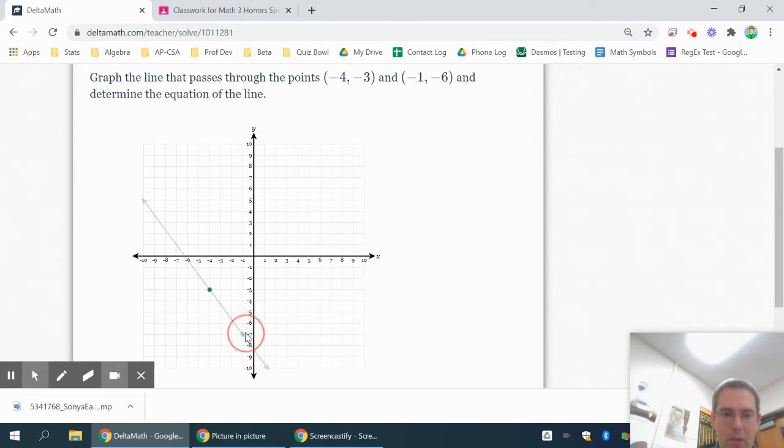Now, if you happen to miss and get it in the wrong place, you could always just hover over the line and that little x will get rid of it. And then you can do your line correctly. So there's negative 4, negative 3 again, and then negative 1, negative 6.